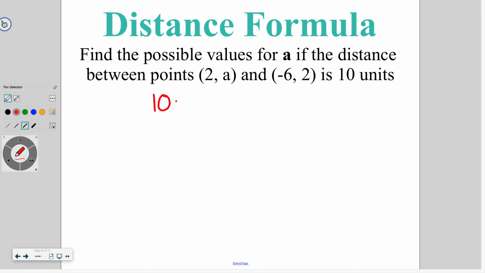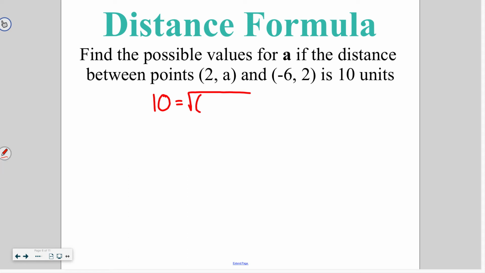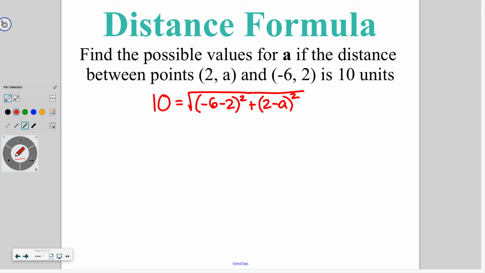So I've got 10 is equal to the square root of (x2, which is -6, minus x1, which is 2), square that value, plus (y2, which is 2, minus a, which is y1) squared. So we're just plugging in our given information. Next, we're going to simplify what we can on the square root side.